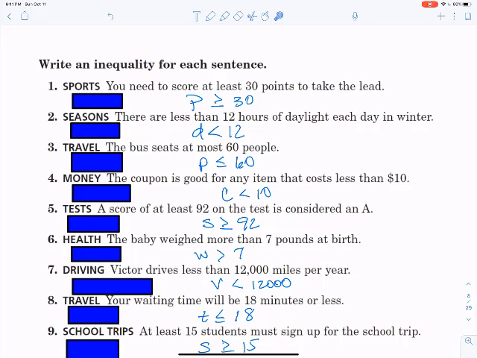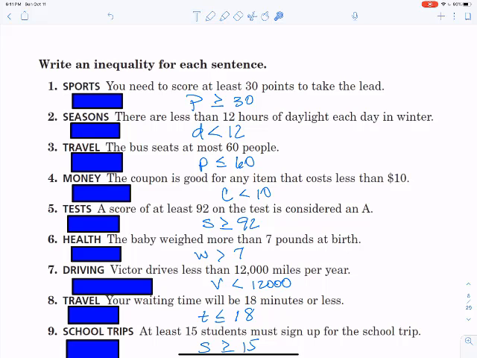Number 7, Victor drives less than 12,000 miles per year. Now it doesn't say that he drives up to 12,000. It says less than 12,000. So V for Victor, the 12,000, and then the less than symbol. Number 8, your waiting time will be 18 minutes or less. So that means it could be 18 or it could be less than 18. So I did T for time, and it's going to be less than or equal to 18 for it to be true.